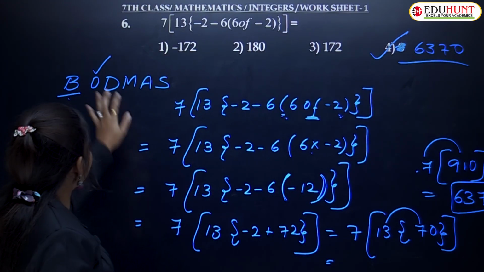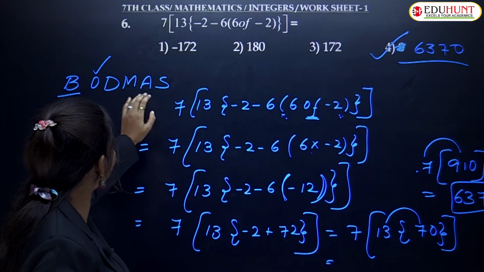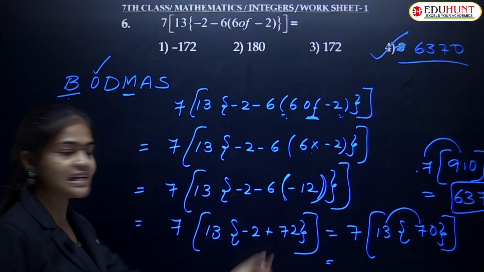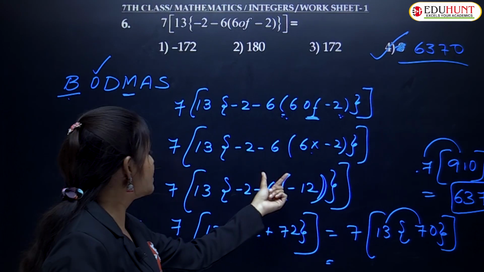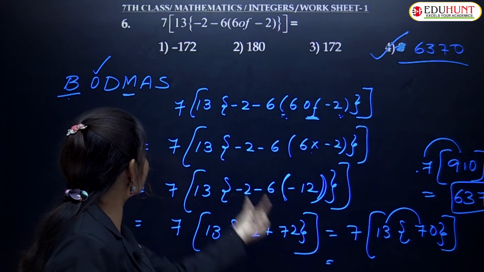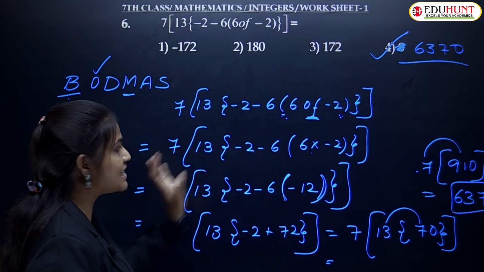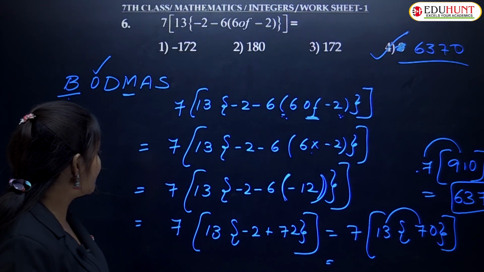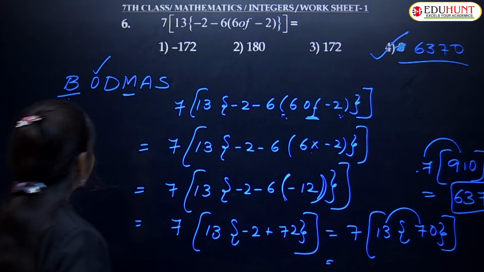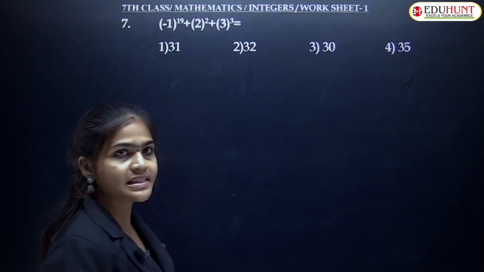Here division is not there, no? So after that we have to go for that multiplication. So 6 into minus 12 is there, so that is multiplication only, no? So that's why here we have to go for that multiplication. After multiplication we have to go for addition and subtraction. Am I clear? Any other doubt here? Yes. See next one. Seventh question, what is that?